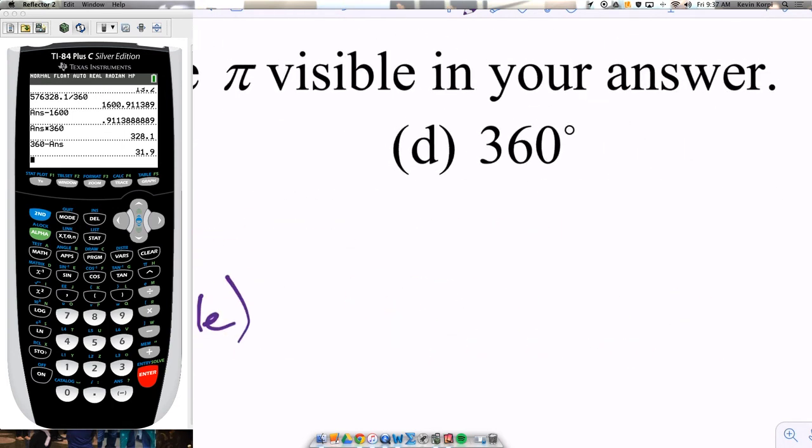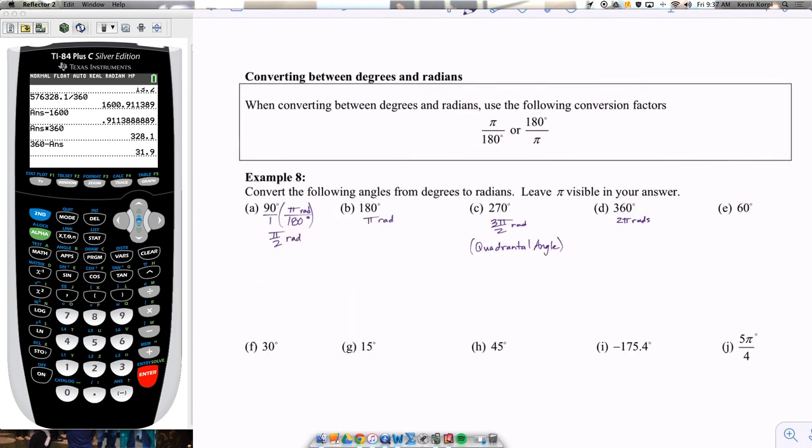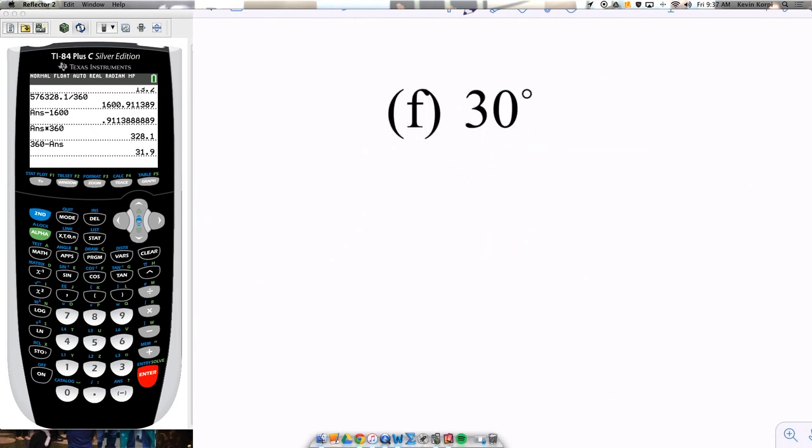All right, 360. 2 pi. Yeah, 2 pi rads. Good. 2 pi radians. All right, so those are ones you need to memorize. Of course, 0 is 0. Now we're getting to some interesting ones. 30 degrees. Pi over 6. Excellent. Very good.